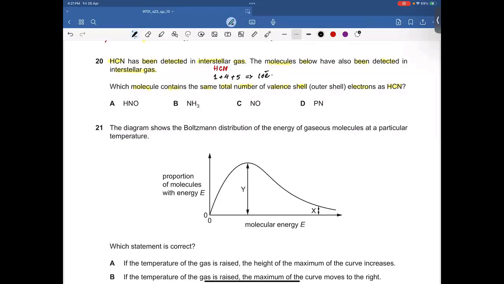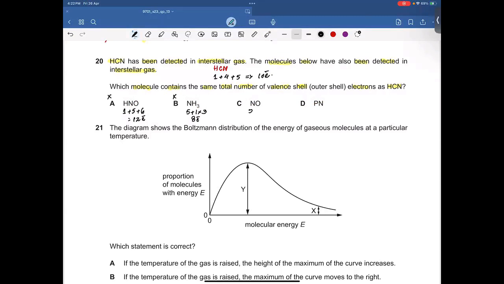So let me get the value of 10 electrons in this option. All right. Hydrogen contain 1 valence electron, nitrogen contain 5 valence electron, oxygen contains 6 valence electrons. So it's going to be 12 valence electrons. So I'm not getting 10, which means A is incorrect. Nitrogen has 5 valence electrons. Hydrogen has 1 times 3 valence electrons. So it's going to be 8 valence electrons. Obviously, B is also incorrect.